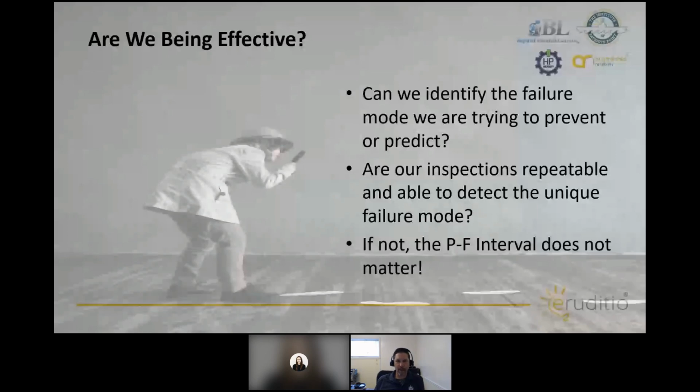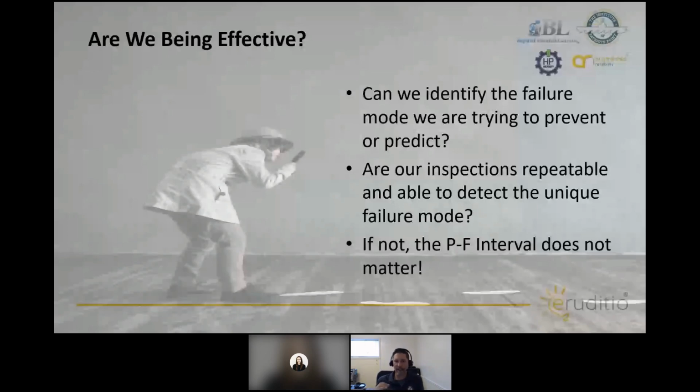One mechanic may go in and look at the seals. They might get the screwdriver and listen to bearings. They may look at a variety of different things on that pump. Another mechanic may look at it and say, it's still there and it's running. We're good. Let's move on. If we are not effective in identifying the unique failure mode we're trying to prevent, and we're not making that inspection repeatable, the PF interval isn't going to help us. It doesn't matter at this point because we don't have a basis to set that moving forward.